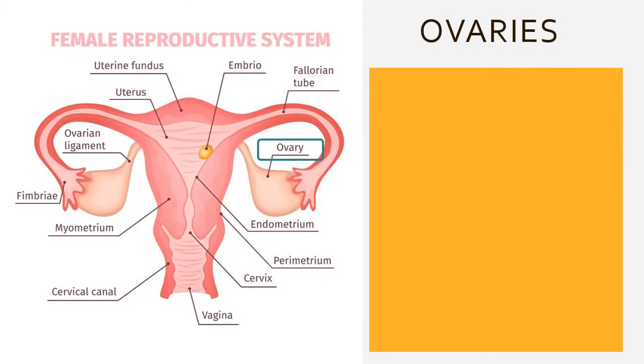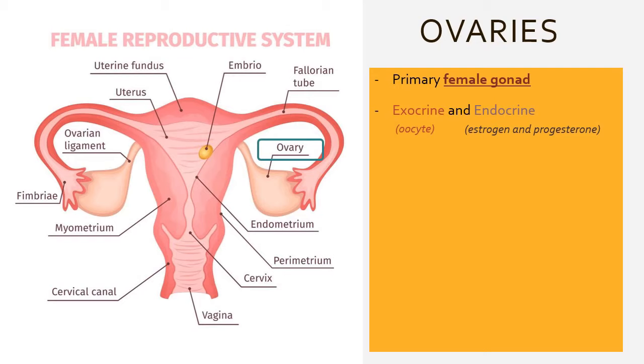Now, let's take a look at the internal structures of the female reproductive system. Let us begin with the ovaries. The ovaries are the primary female gonads, which, like the testes, produce both exocrine and endocrine products. The oocyte, or the ovum, will be the exocrine product, while the estrogen and progesterone hormones are the endocrine products.